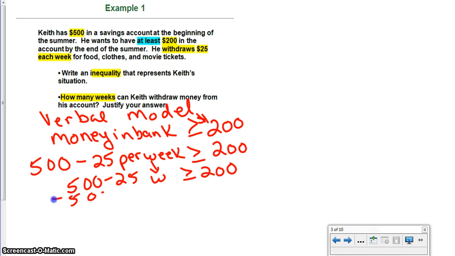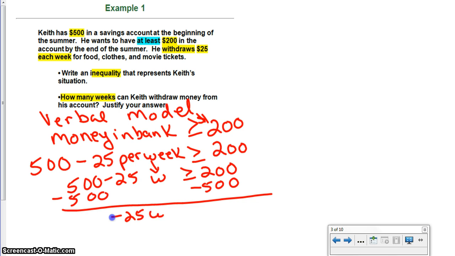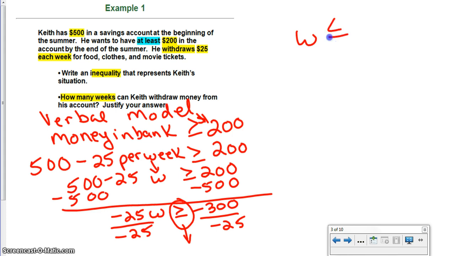Subtract 500 from both sides. That's using the additive inverse to isolate the constants. We have negative 25W, greater than or equal to negative 300. We have to use a multiplicative inverse. But here's the problem, and hopefully what you remember is this. If you are multiplying and dividing both sides of an inequality by a negative number, this becomes the inverse. And so W would be less than or equal to 12 weeks, okay?